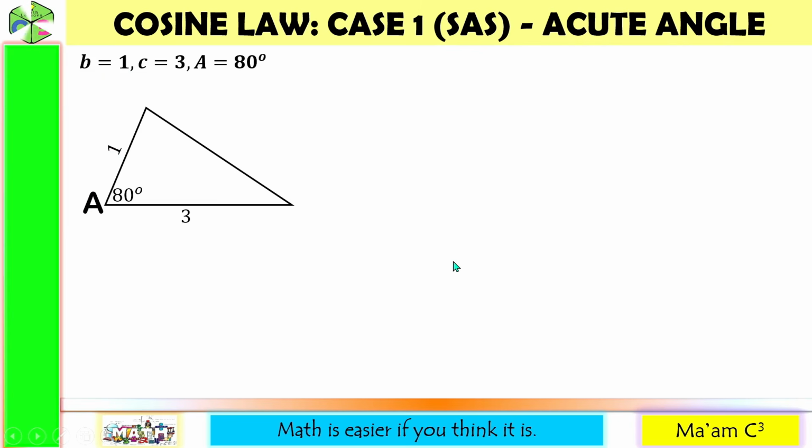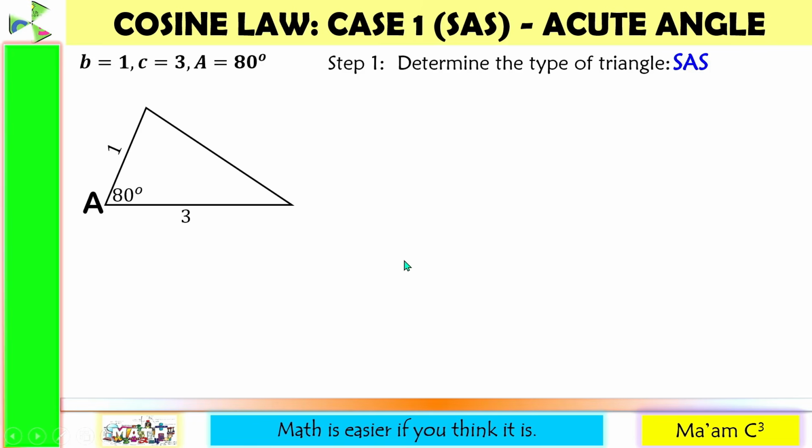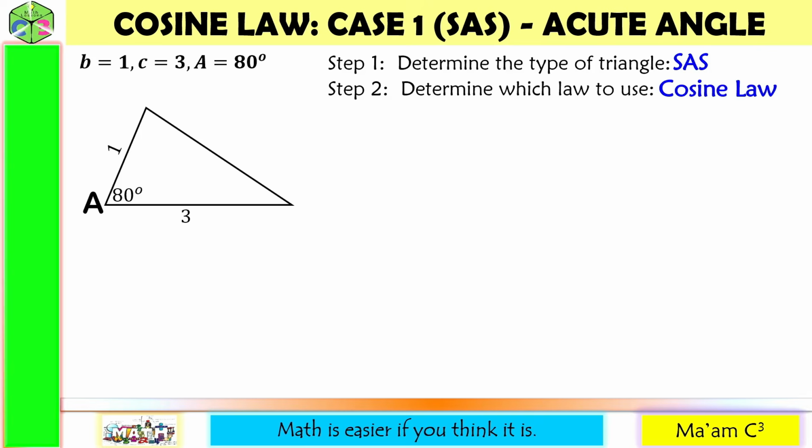Step 1, let's determine the type of the triangle. So this is side, angle, side, SAS. Step 2, determine which law to use. So we're going to use cosine law for side, angle, side. Step 3, we're going to determine now the missing parts.